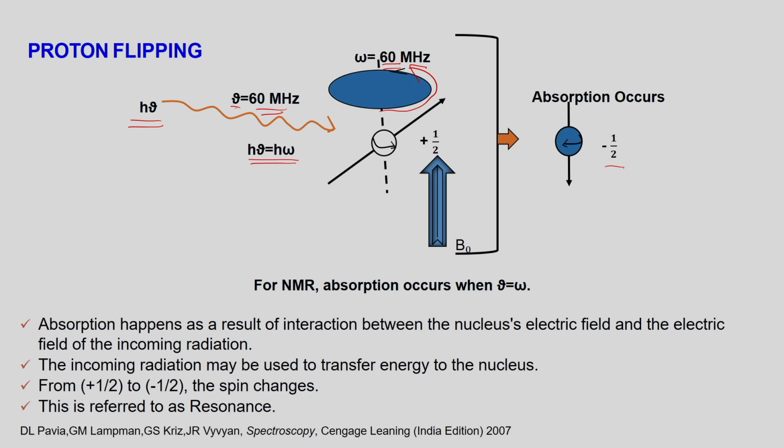So this is what is summarized here. The incoming radiation may be used to transfer energy to the nucleus from plus half to minus half. The spin changes. This is referred to as resonance. So for NMR, absorption occurs when nu equals omega. This is also called proton flipping.